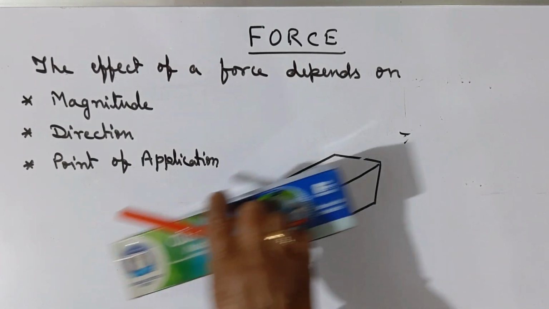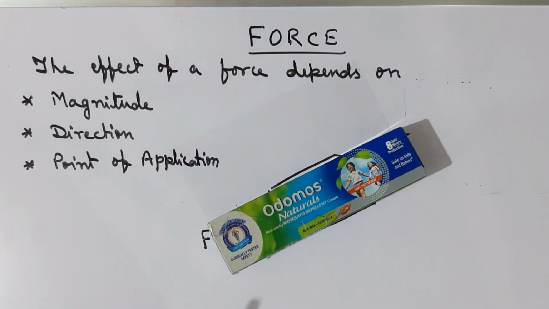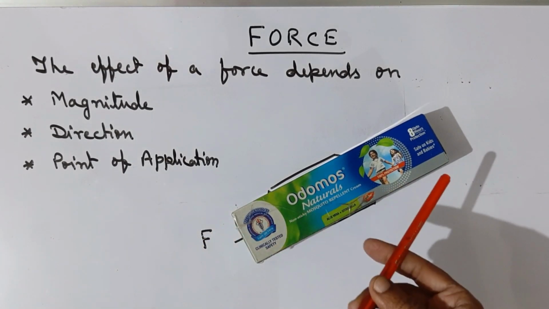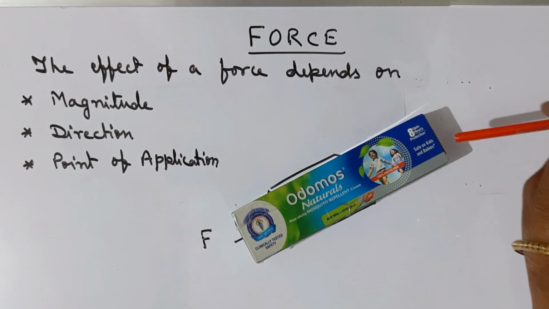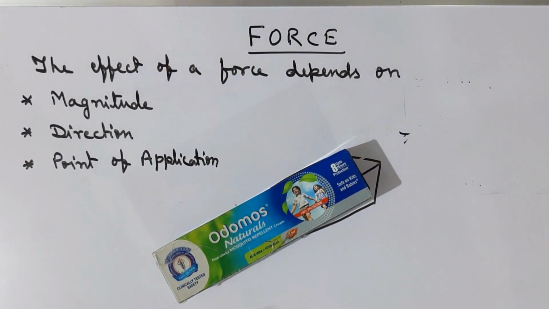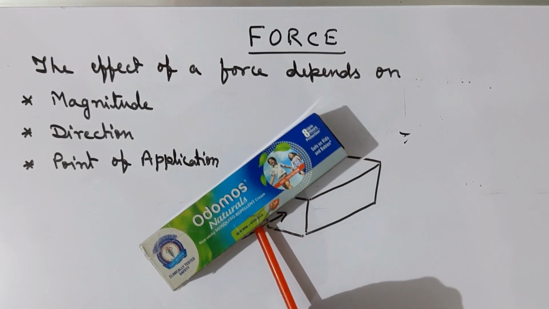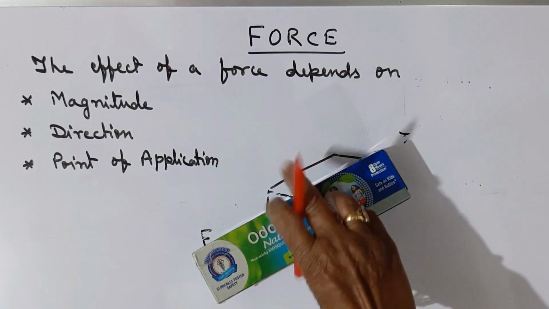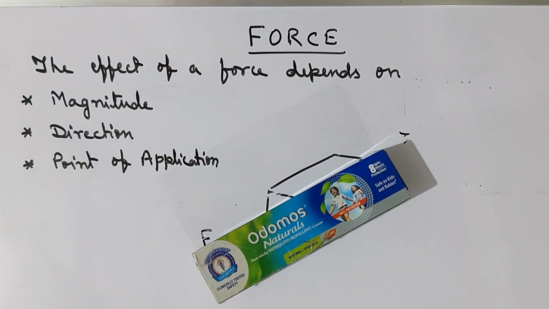Now about direction. As you have seen, if I push the object from left, it moves towards right. If I push it from right, it moves towards left. Similarly, if I push it from this side, it will move to another side. Now, the point of application. This is also very important.